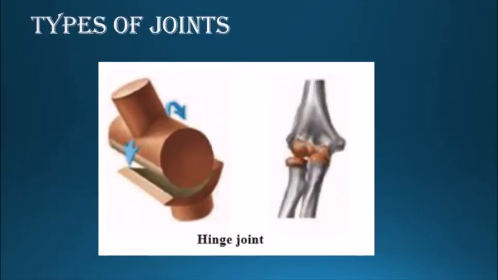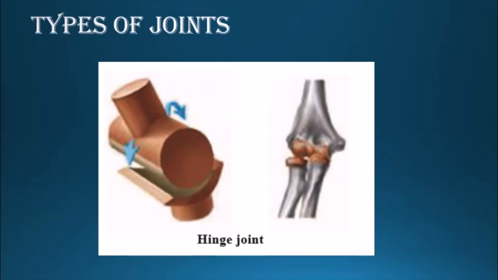Now the movable joints are of three types. You cannot move all the parts of your body in all directions. You can only move them in a particular direction. So according to that, we have three types of joints. First one is the hinge joint. Now the hinge joint is present in your elbows and your knees.